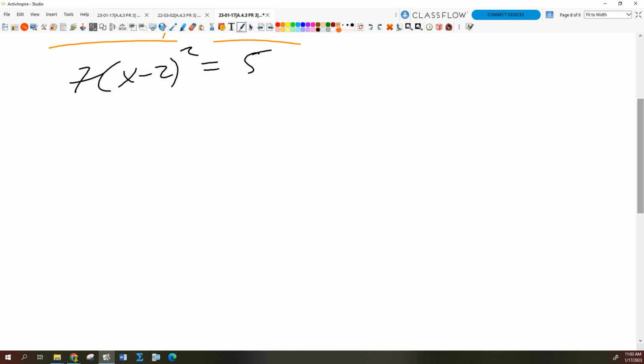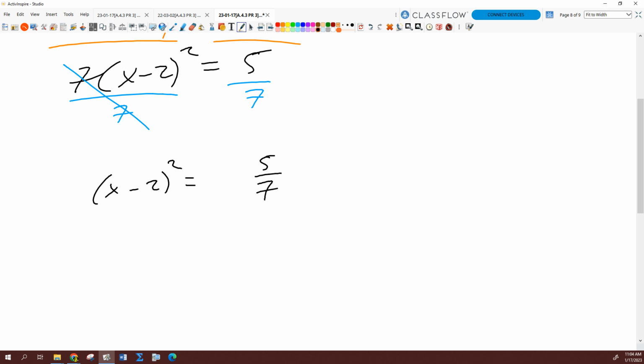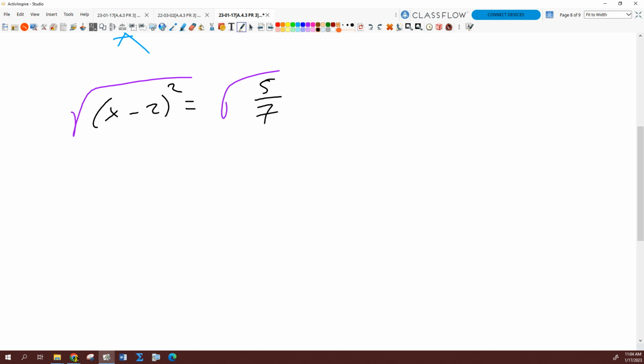Got to divide, multiply, divide outside of parentheses. So we divide both sides by 7. So x minus 2 squared equals 5/7. Now what? Square root to undo the squared. Okay, and so that's going to give me, I'm going to do that, right? So now if I square root both sides, I get x minus 2 because I just canceled the squared.